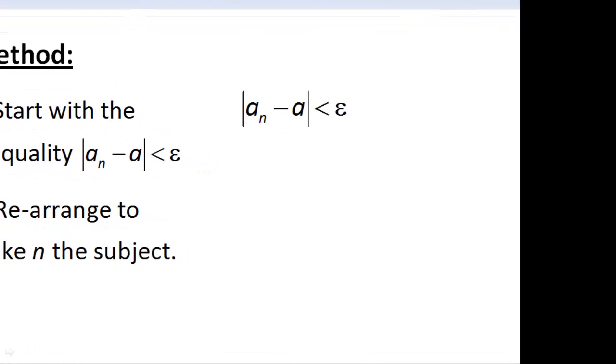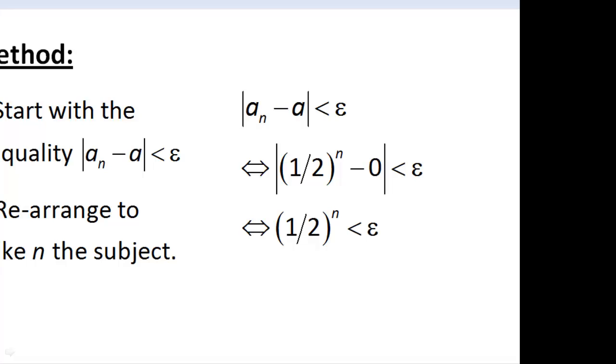So if we write down the modulus of an minus a is smaller than epsilon, that's equivalent to saying the modulus of a half to the power n minus 0 is smaller than epsilon in our particular example, and that's the same as saying a half to the power n is smaller than epsilon, because a half to the power n is always positive, so we can remove the modulus signs.